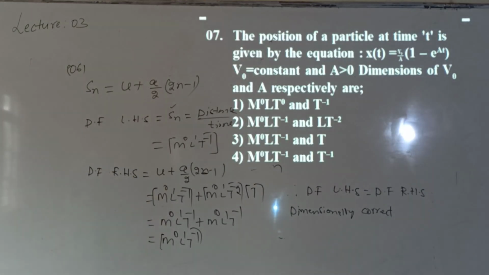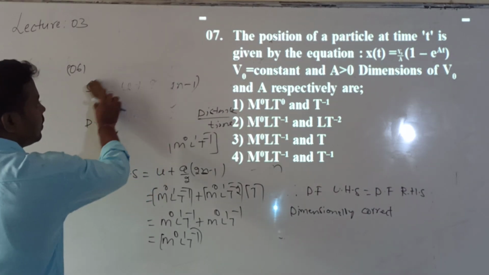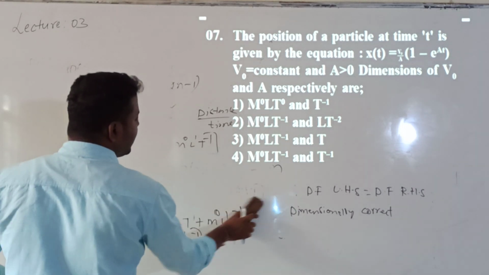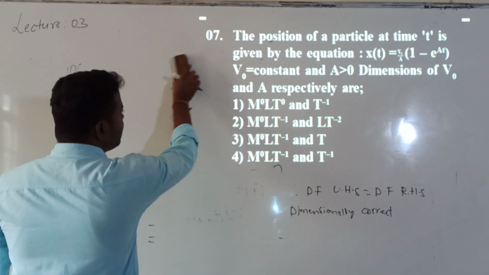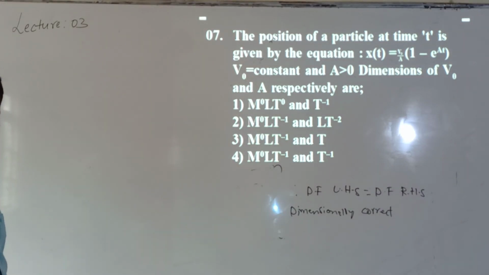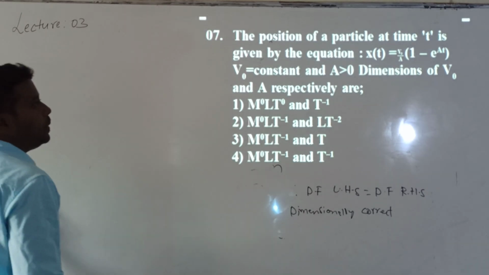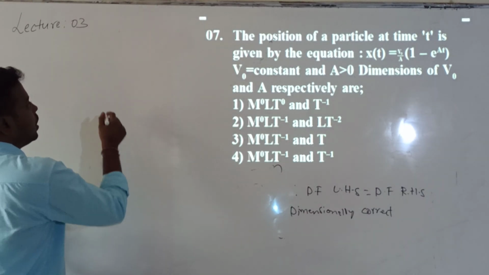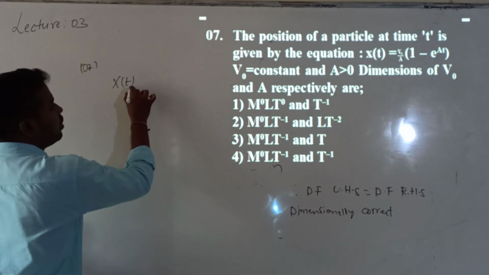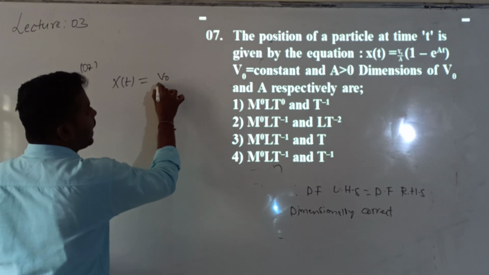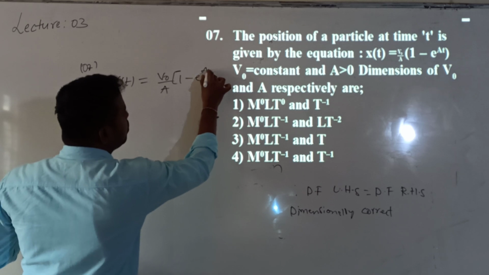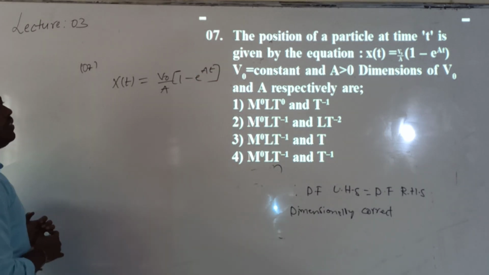Next, question number 7. Remember here, there is an exponential function. Whenever an exponential function is there, we should make that power value equal to 1. The equation given in the 7th question is x of t is equal to v naught by a into 1 minus e power a into t.